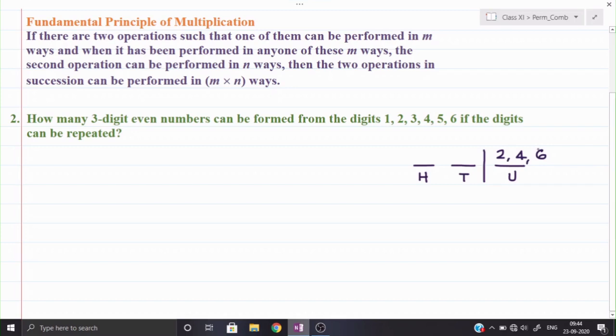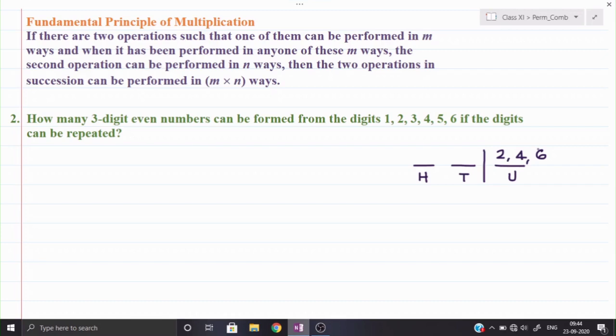If I ask particularly about the unit place, in how many ways can we arrange it? How many numbers do we have available for the unit place? We have only 3 numbers available. Either 2 can come, or 4 can come, or 6 can come. So we can say that the unit place can be arranged in 3 different ways.